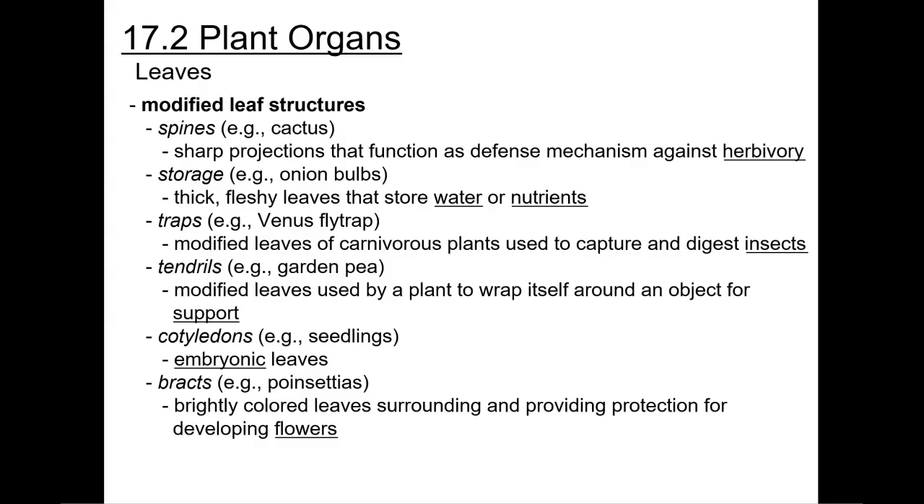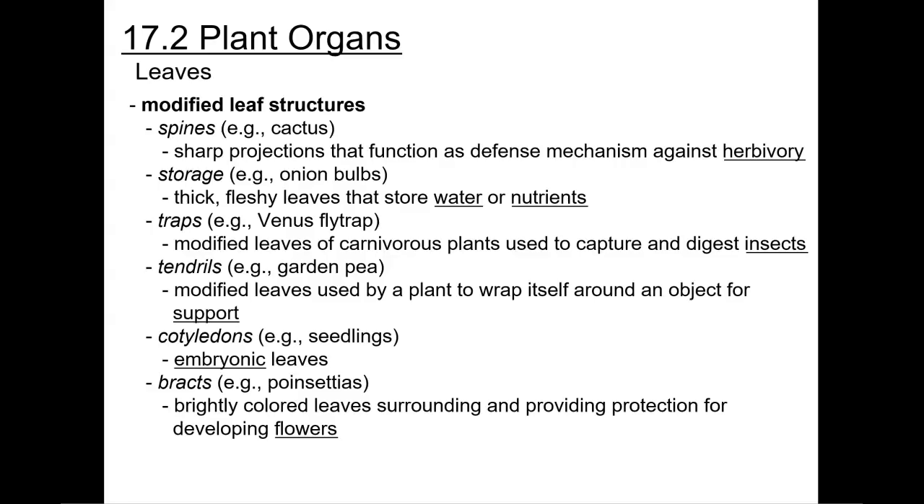So now we're going to our modified leaf structures. They could have spines. Think of things like cactuses or cacti. These are going to be sharp projections that function as defense mechanisms against herbivory. That's animals or insects that might come along and want to eat that plant. Storage, things like onion bulbs. Those are thick, fleshy leaves that are going to store water and nutrients.